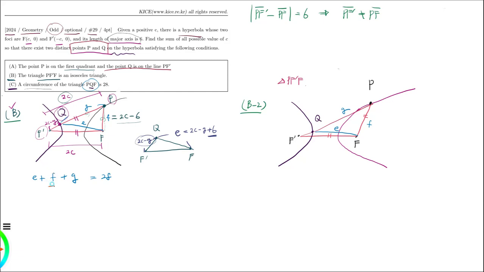So by combining all this, F is 2c minus 6, and the length E is 2c minus g plus 6, and plus g. This should be 28. Luckily enough, the g disappears, and we have 4c equals 28, because there's another elimination of 6. So c is 7 here.